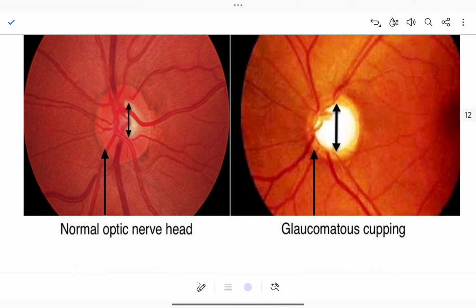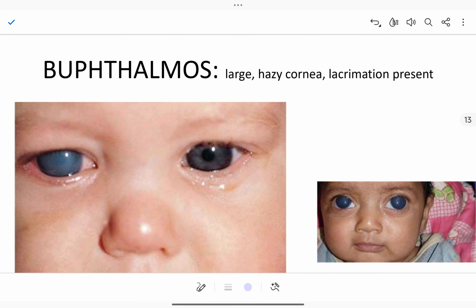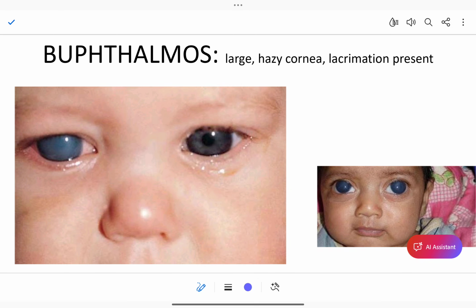See, normal disc, how a normal disc looks like. Normal optic nerve head here. Here is glaucomatous cupping. Here is buphthalmos: large hazy cornea, lacrimation present. You can see by yourself.